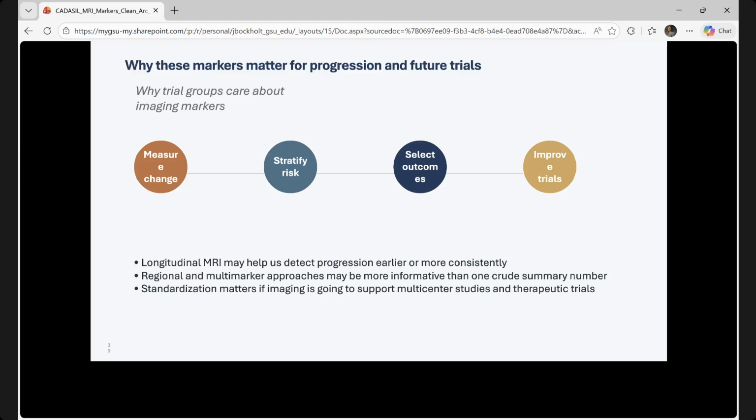And this is just the standard way that you prepare for clinical trials. You measure the changes, you stratify the risk, you select the outcomes, and then you ultimately improve the probability of having a successful trial.